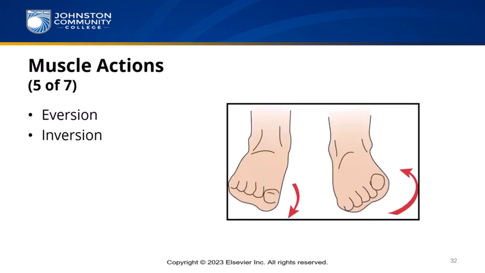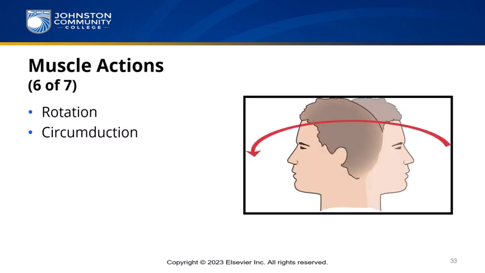Next, we have eversion versus inversion. Eversion is the process of turning the body outward, while inversion is the process of turning the body inward. Then we have rotation and circumduction. Rotation is the process of a bone turning on its axis like a wheel.